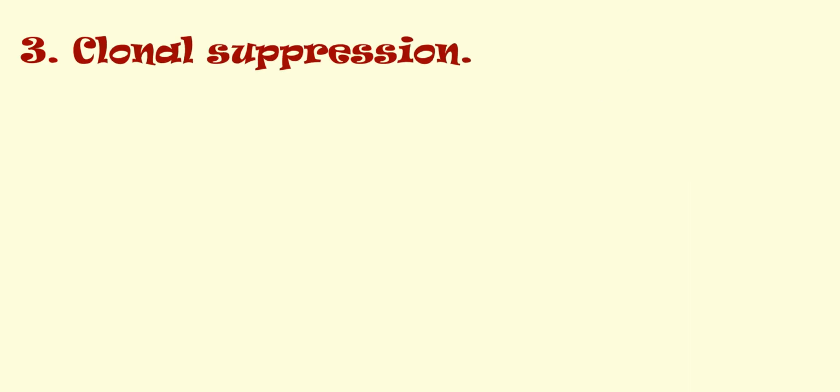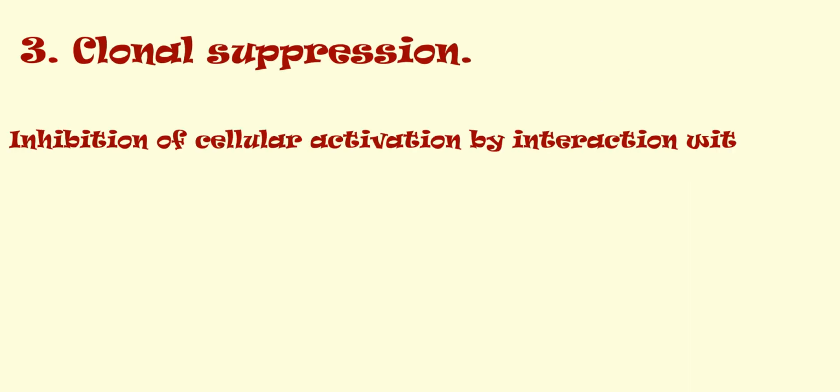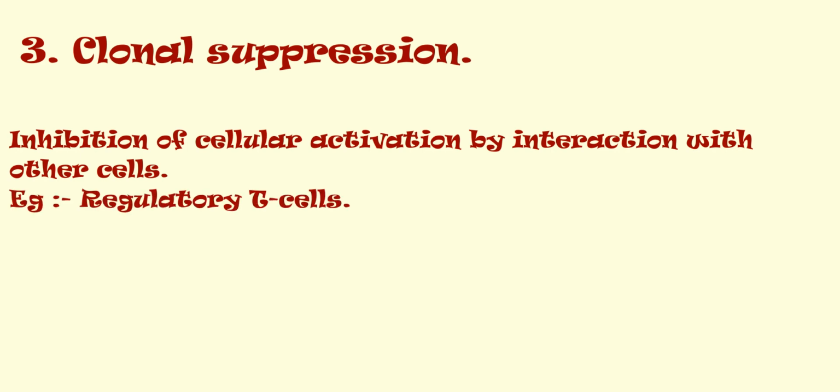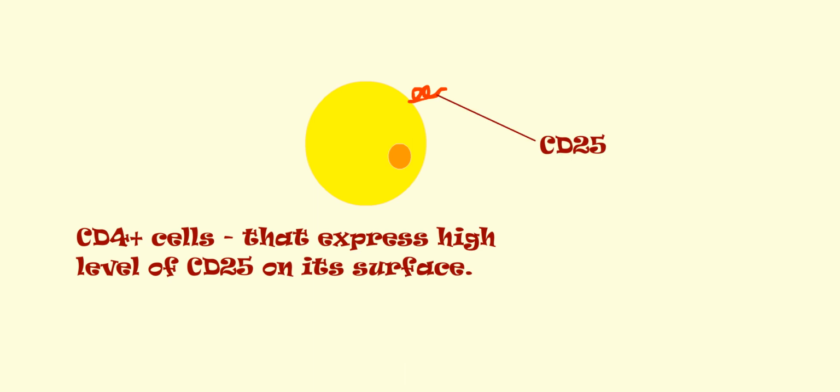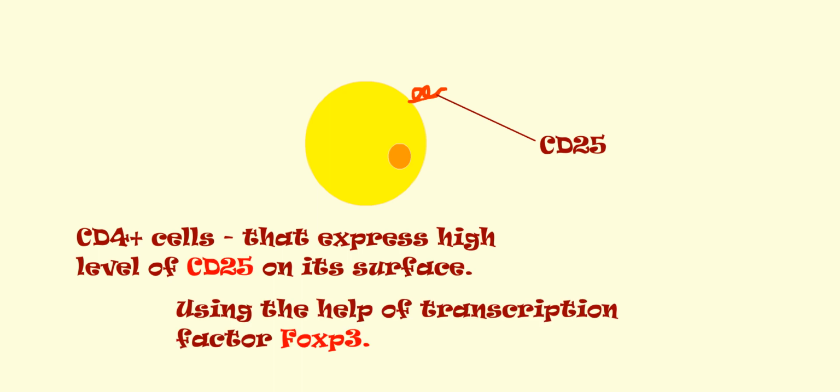3. Suppression, inhibition of cellular activation by interaction with other cells. Example: regulatory T cells. Regulatory T cells are CD4+ cells that express high levels of CD25, or IL-2 receptor alpha chain. Generation requires a transcription factor called FOXP3.